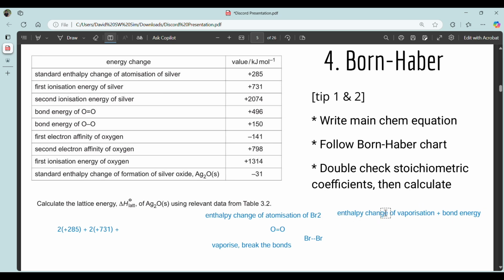It is actually this. But what if your non-metal is already a gas at room temperature, like oxygen? In that case, you don't need the enthalpy change of vaporization. You only need the bond energy. That's why they only gave the bond energy here. So next time, do not get confused between enthalpy change of atomization of the non-metal and the bond energy of the non-metal. So any questions about this?